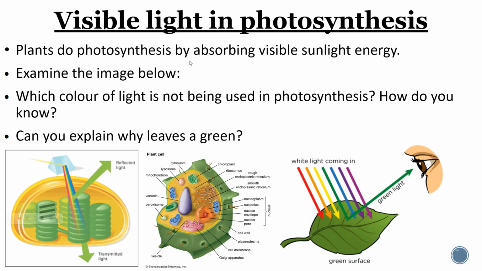To finish off, let's connect this to biology a little bit. So remember that plants do photosynthesis, and they use light to do that. Here you can see white light being split and all the different colors of light going through a chloroplast from within a plant cell. And the question we have is, which color of light is not being used in photosynthesis, and how do you know? So you can take a look at these pictures, try to answer that question, pause the video, and then unpause when you're ready. At the same time, you can try to answer this question: can you explain why leaves are green?